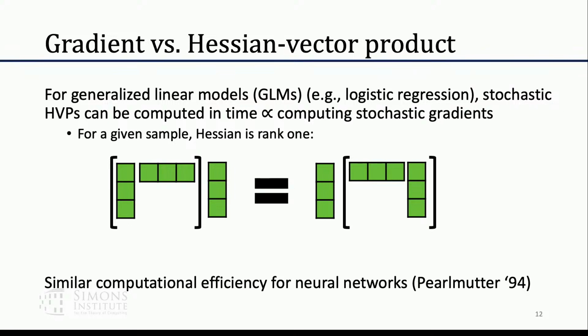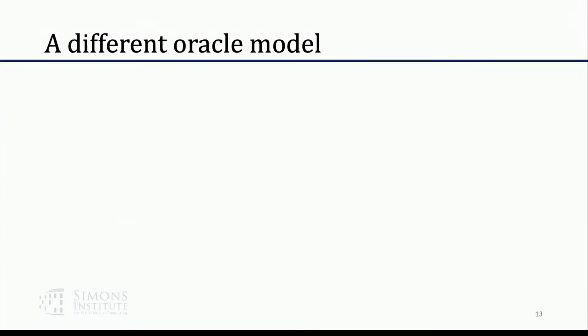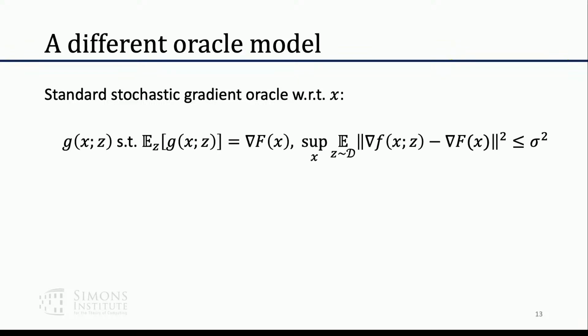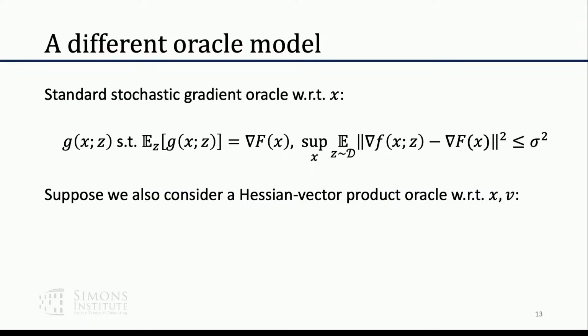But it turns out that this advantage, that one can do a Hessian-vector product in time essentially proportional to the cost of computing the stochastic gradient, also holds for neural networks. Basically, as long as there's enough structure to the function, we can do this type of operation rather efficiently. So this naturally leads us to consider an additional oracle model. We've already seen the standard stochastic gradient oracle, which outputs a random variable that is an unbiased estimator of the true gradient, and we need some standard bound on the variance. So why not also consider introducing a stochastic analog of a Hessian-vector product oracle?